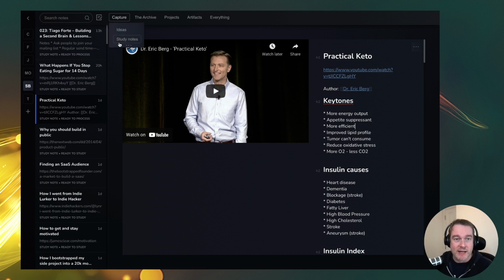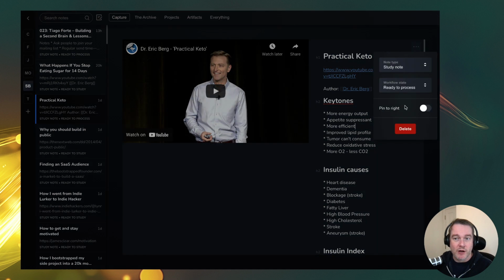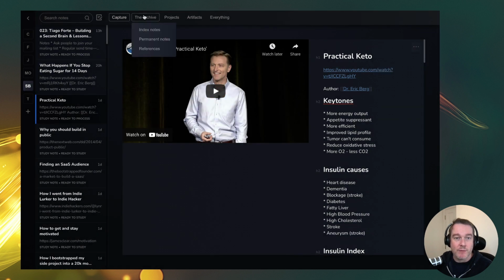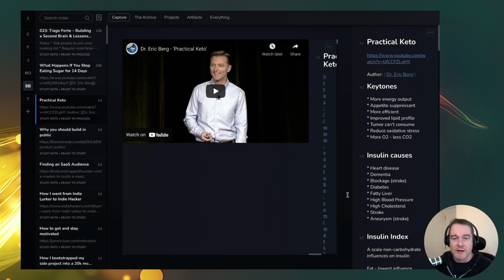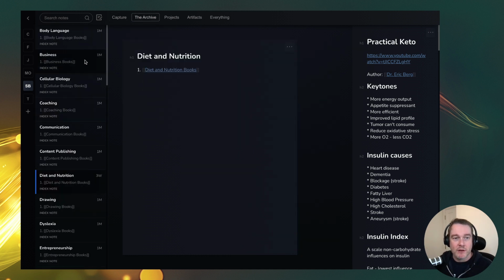So the goal here is to take this study note, which I have ready to process, and move it into the archive so it becomes part of our evergreen content. So the way we do this is we're going to take that note and pin it to the right hand side. And now we can go into the archive and look at our top level notes.